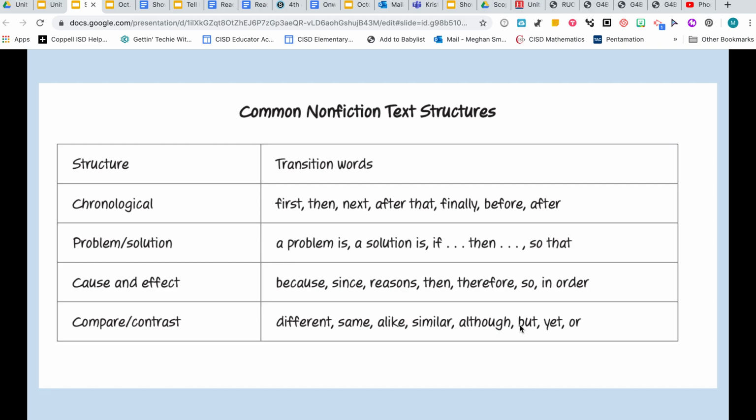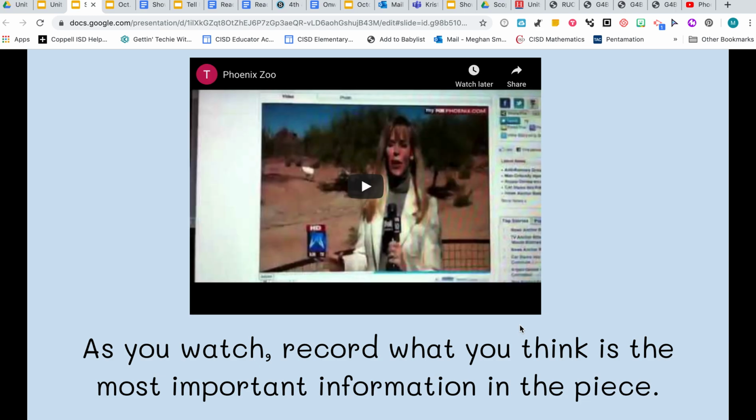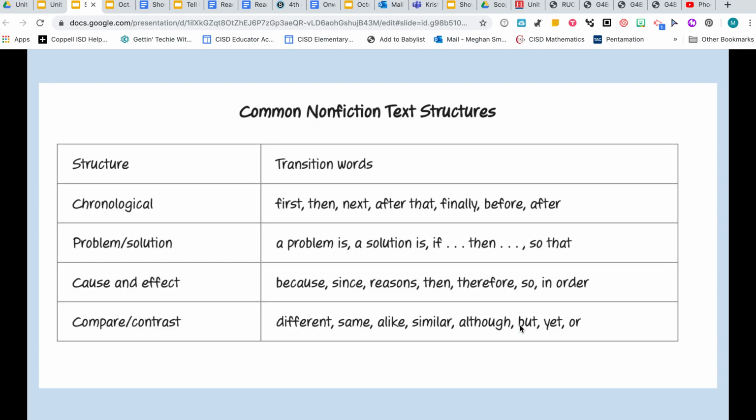This time, expect to hear a clue early on that the piece is organized in one of these ways, and then try to take notes that are organized in a way that matches the way the text is organized. The video goes quickly, you know that. So open to a fresh page and be prepared to record your thoughts. I'm going to leave this up one more time.